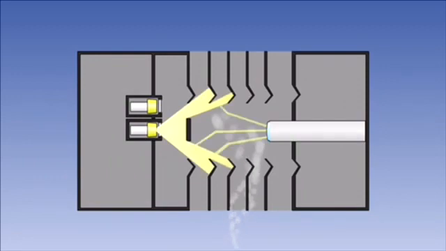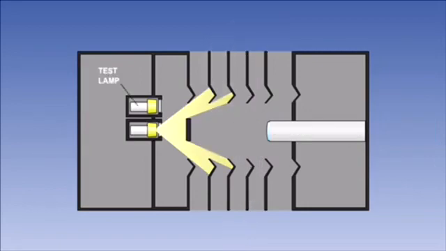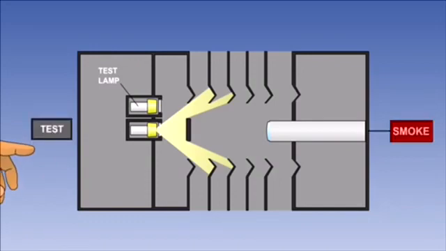If smoke enters the unit, it will scatter the light. This will cause some light to be seen by the photoelectric cell. The cell now produces an output, which will trigger an alarm.